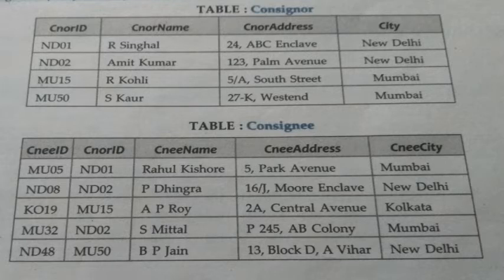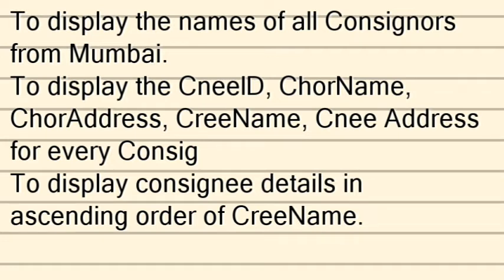So as you can see on the screen, there are two tables available. One is a consignor table and the other is a consignee table. We are going to do some questions based upon these two tables. First, let's see what questions the user is asking you. The questions are to display the name of all the consignors from Mumbai, to display specific things from the table, and to display details in ascending order of consignor name.